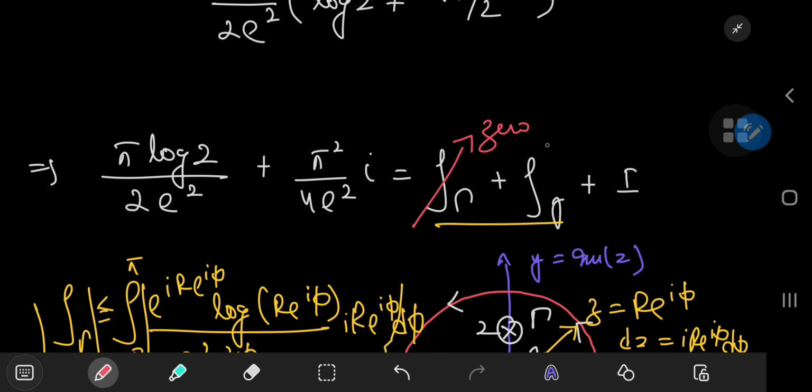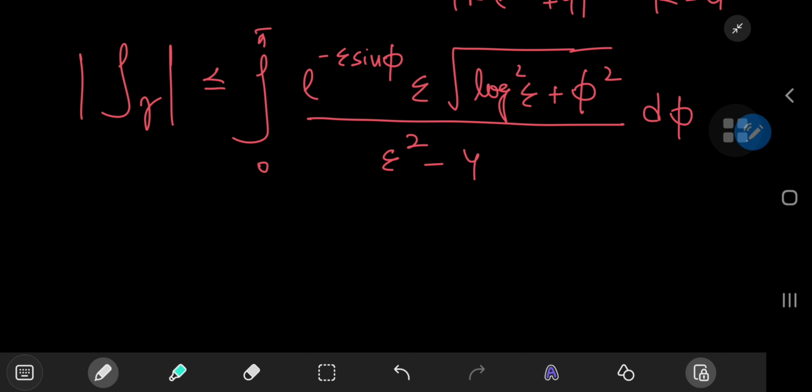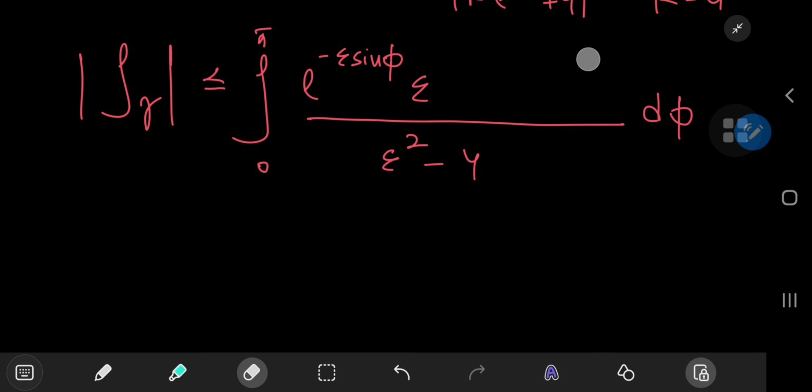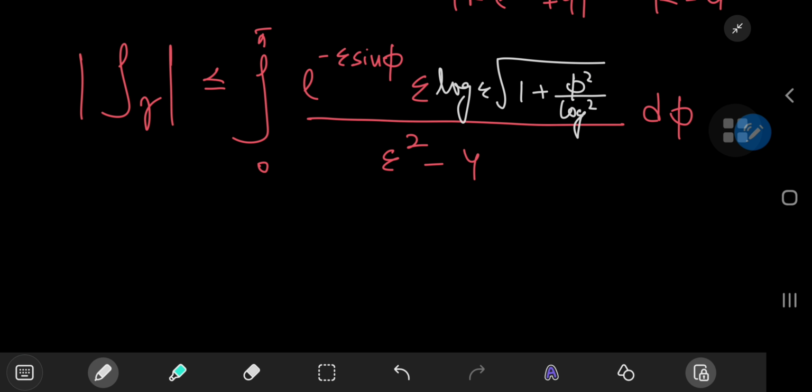And now what about the integral over lowercase gamma? Well, because lower and uppercase gamma give exactly the same parameterizations for the complex numbers involved, the only difference being that we have to replace all the r's by epsilons, we have the same structure for the inequality. Notice here that I haven't canceled out an epsilon factor upstairs, and the reason will become clear shortly. However, again, I'm going to factor out this square of the natural log of epsilon term. So you have epsilon times log epsilon times the square root of 1 plus phi squared by log squared epsilon.